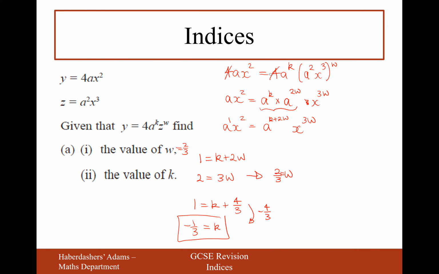So what we were doing is we were comparing indices on the right and the left hand side after making up this little equation here, substituting in y where y was needed, substituting in z where z was needed, and then we just worked out comparing the indices. So this step here was an important step. We compared the a indices in this equation here, and we compared the x indices in this equation here to work out w, and then we worked out k afterwards.